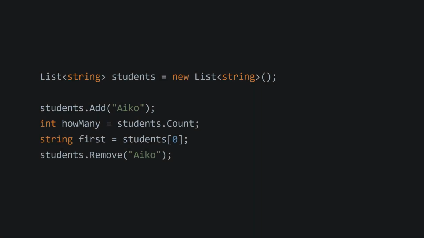Once you have one, 4 members do most of the work. Add puts an item on the end. Count tells you how many are in there right now. And it is a property, not a method. The square brackets get you the item at a position, counting from 0. And remove takes the item itself back out. No resizing, no counter of your own, no empty slots to skip.